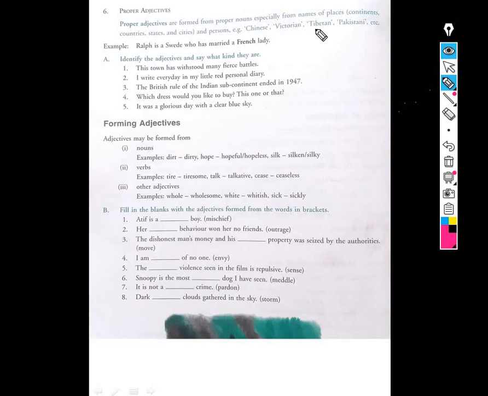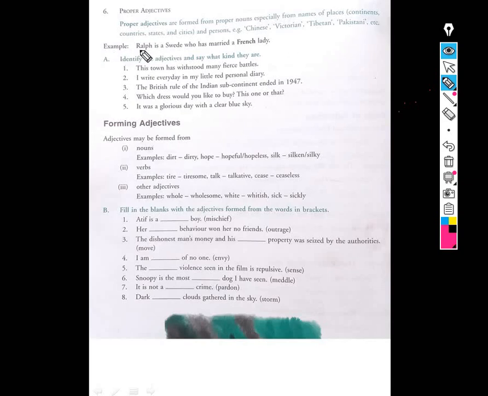Tibetan is a region in China. Tibetan man, a man who belongs to Tibet. Pakistani boy, a boy who belongs to Pakistan. Similarly, Indian, American, Iranian, etc.